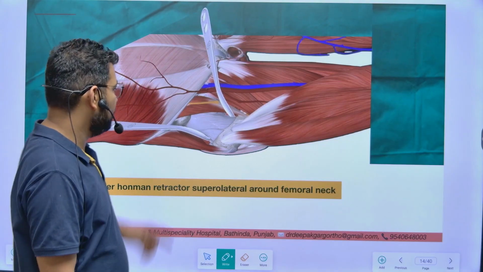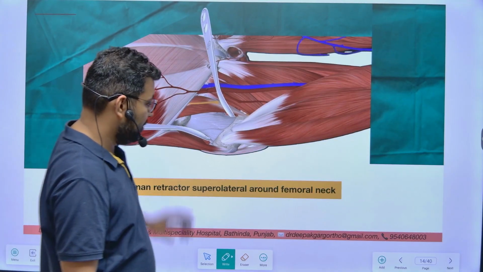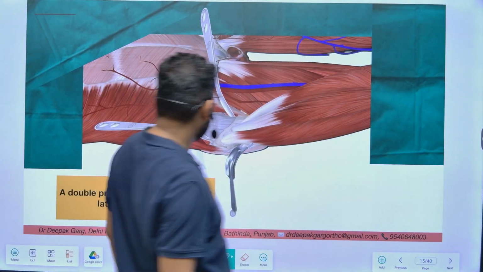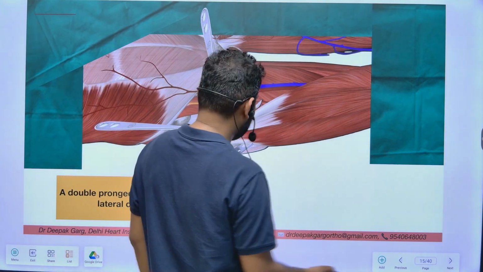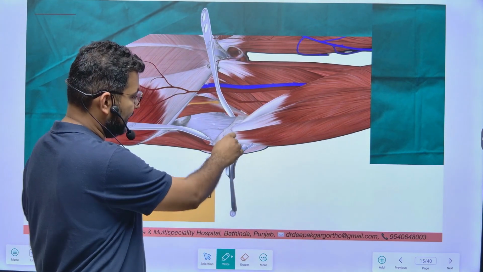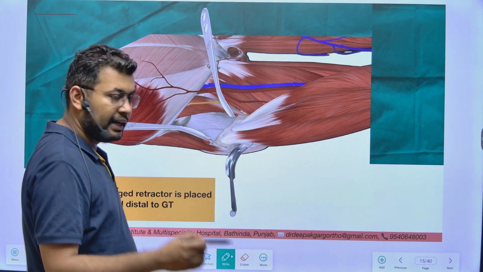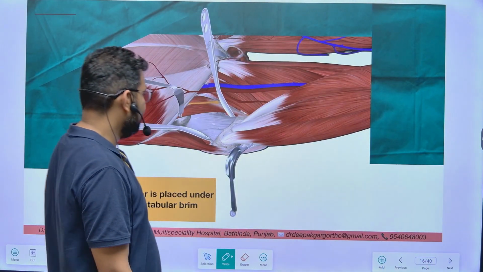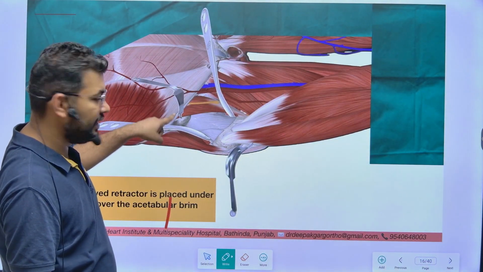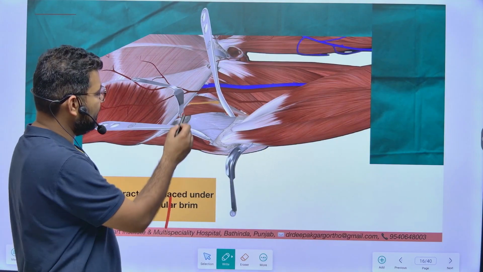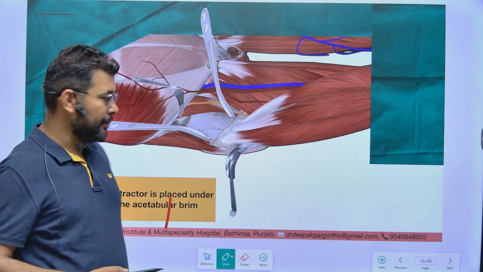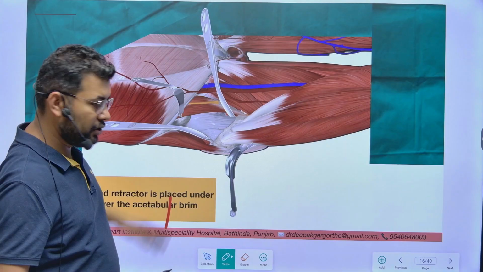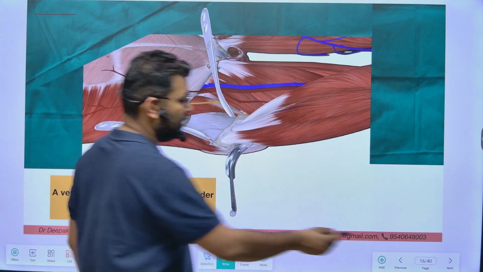Then we will have to retract the superior aspect of the capsule. Another retractor is retracting on the lateral side. We will put the retractor below the GT on the lateral side to retract the lateral side, and one retractor, this is a very angled retractor, we put this very angled retractor on the pelvic brim so that we can fully expose the capsule from all around.